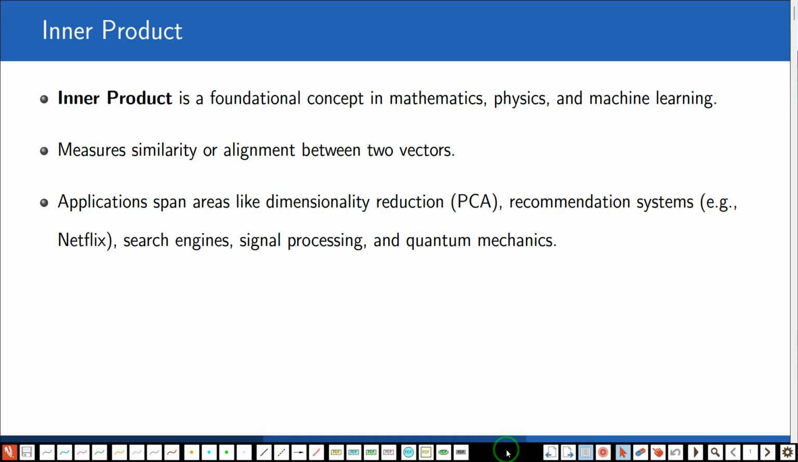Inner product is a simple yet powerful tool in mathematics, physics and machine learning. It has enormous applications in different fields of science and engineering, and especially in machine learning. In this video, I'm going to talk about its mathematical definition and theoretical background, and also give you some examples of its applications. Those applications include PCA, a dimensionality reduction algorithm, recommendation systems, search engines, signal processing, and quantum mechanics.